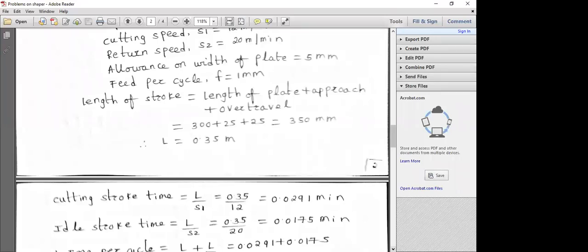So idle stroke time is equal to L by S2. What is L? Already we have calculated, 0.35. What is S2? It is the return speed, 20 meters per minute. So it is in minutes. So just try to see whether you have got this or not.